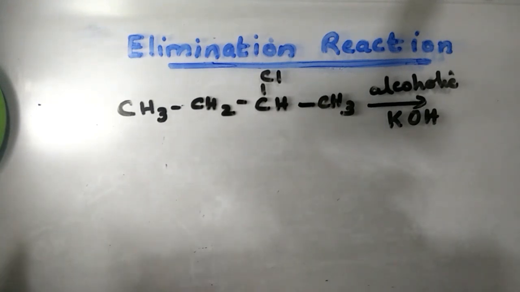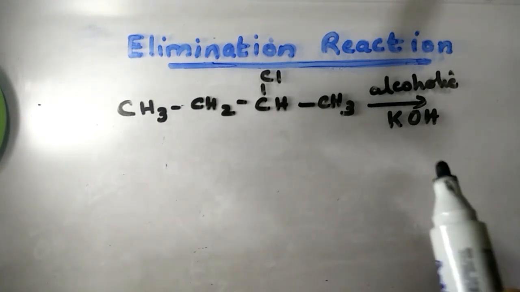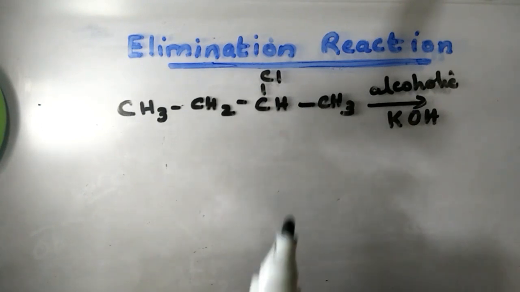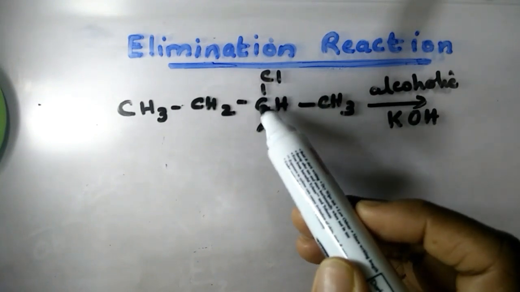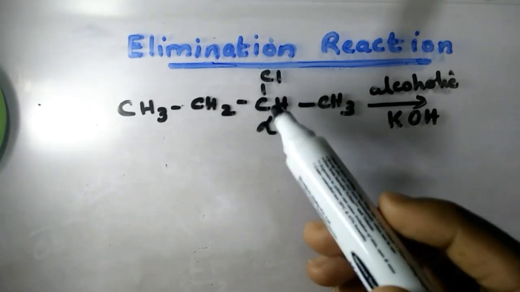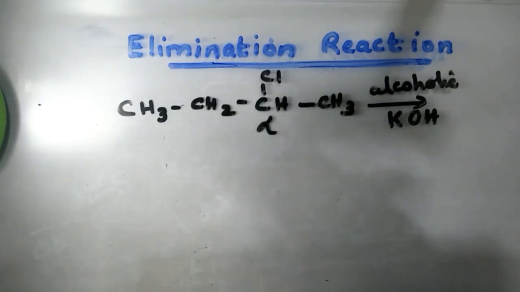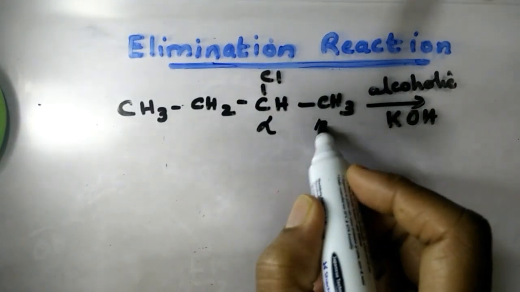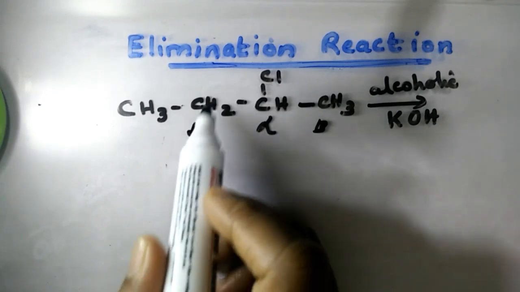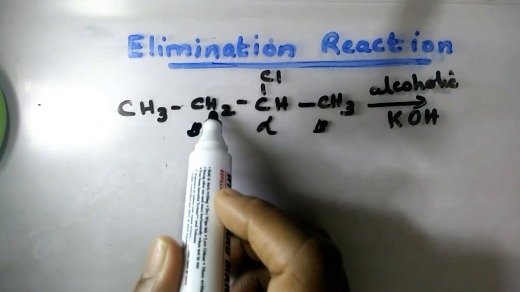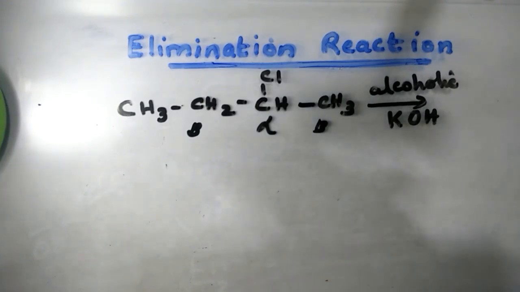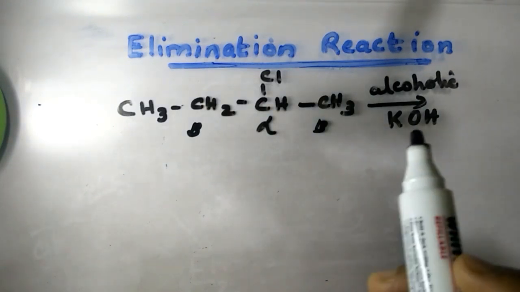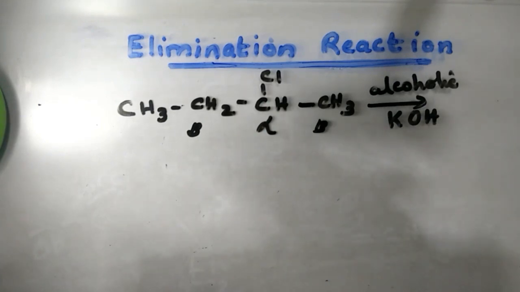So we can do the mechanism. Here two types of beta hydrogens are there. This is the alpha carbon atom, because this carbon atom is directly attached to the functional group, that is, the chlorine atom. This is a beta carbon atom and this one is also a beta carbon atom, and the two hydrogen atoms along with the beta carbon atom are beta hydrogen atoms, and these three hydrogen atoms are also beta hydrogen atoms. Here two different products can form with alcoholic KOH.